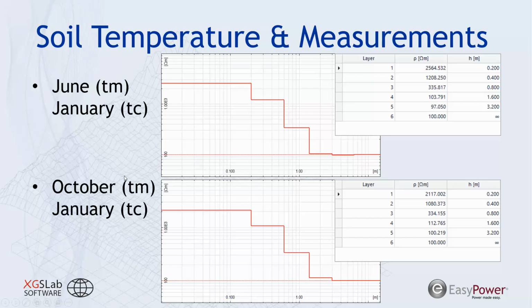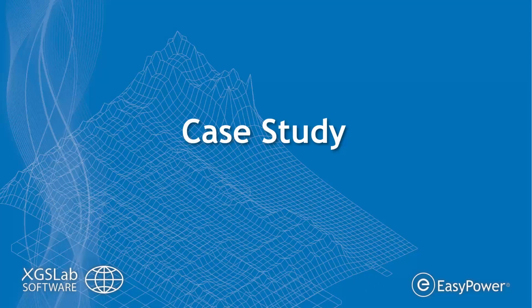Now, if I had that same 100 ohm meter measurement in October, that top layer soil resistivity is approximately 400 ohm meters less, which is relatively significant. So understanding when these measurements were performed does provide a difference in how we are evaluating the soil models throughout the year. So let's get on to some case studies.